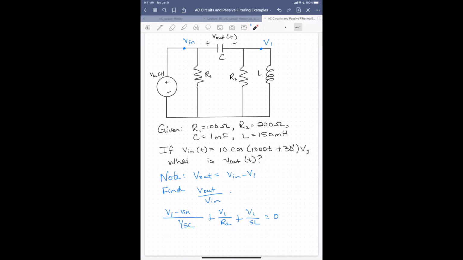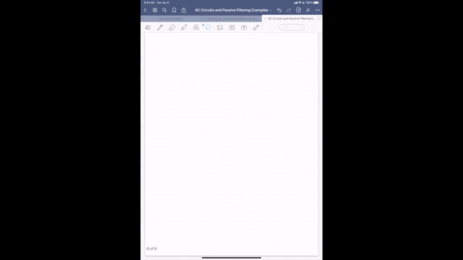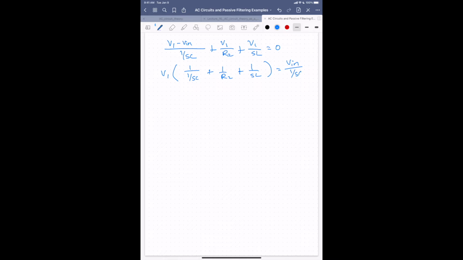Let me go ahead and pull that to the next page, and we're going to just do some algebra. However you choose to solve for this is fine, but remember what we're trying to get is V out over Vn. So the way I'm going to work this problem is I'm going to first pull V1 out of the left-hand side and move Vn to the right-hand side. So I'll have V1 times 1 over Sc plus 1 over R2 plus 1 over SL will be equal to Vn over 1 over Sc.